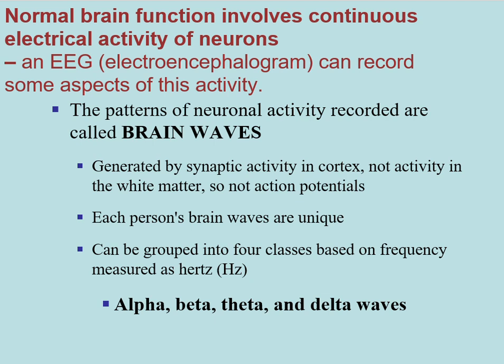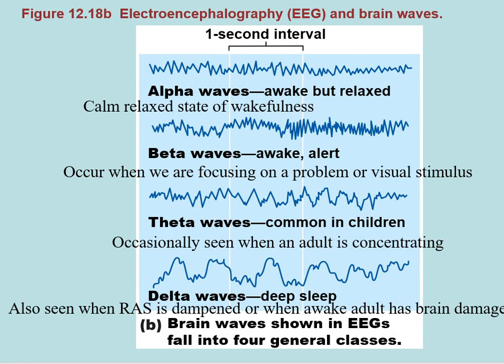And each person's brainwaves are unique, so they can be grouped into 4 classes, but are ultimately unique. And they're measured in hertz. The 4 classes of brainwaves that we're going to see are alpha, beta, theta, and delta waves. Now, for alpha waves, what we're going to see is small little waves that are close together. But this is awake and relaxed, so they're not quite as close together as what we will see for beta waves, which is when someone's awake and alert.